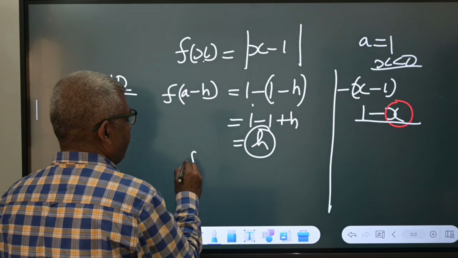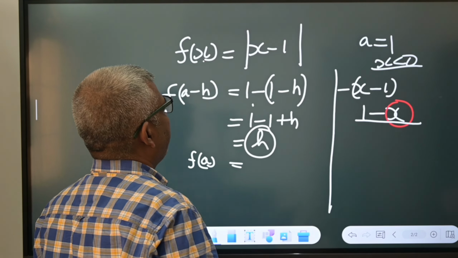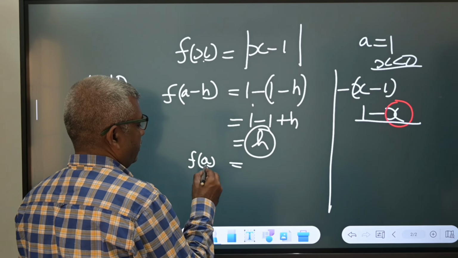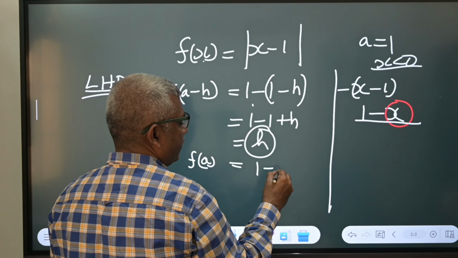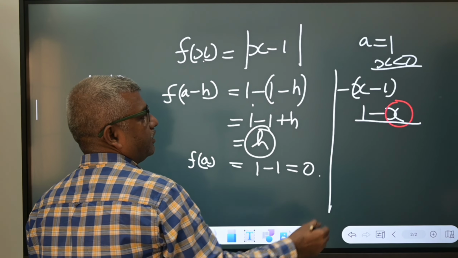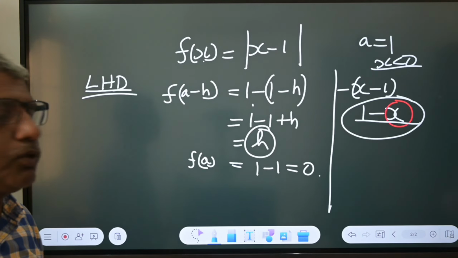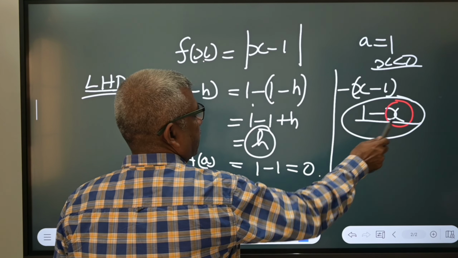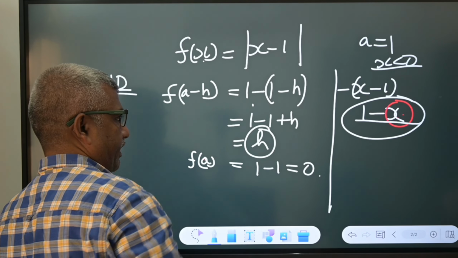Then what is f of a? f of a is f of 1, since a is equal to 1. So 1 minus 1 equal to 0. Instead of x, I am going to put 1. Here, instead of x, I put 1 minus h.